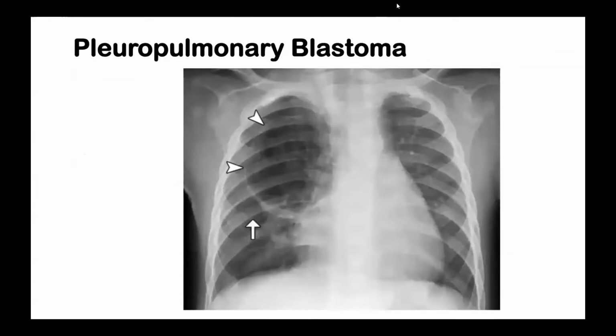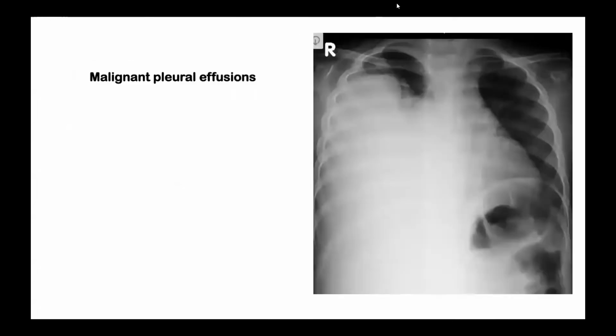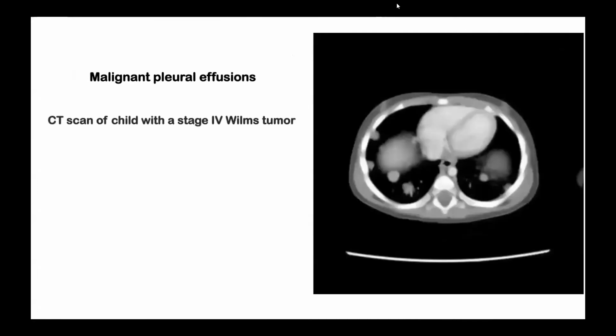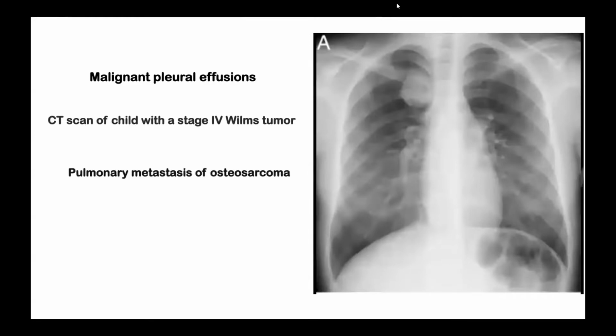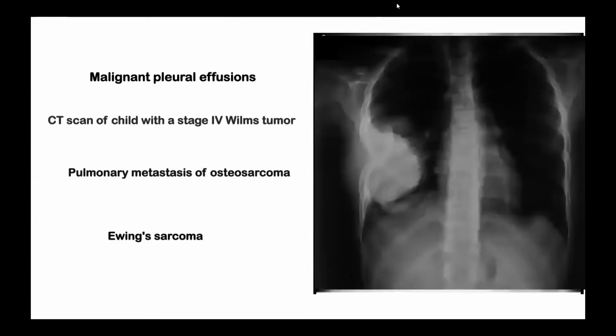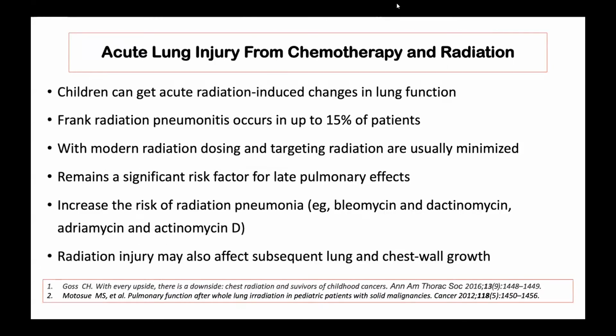Pleuropulmonary blastoma can present with this cystic-like lesion, and you can have malignant pleural effusions. You can have a CT scan of a child with a large stage 4 Wilms tumor. And you can see these roundish lesions and pulmonary metastases of osteosarcomas. And of course, Ewing sarcoma involving the chest wall.